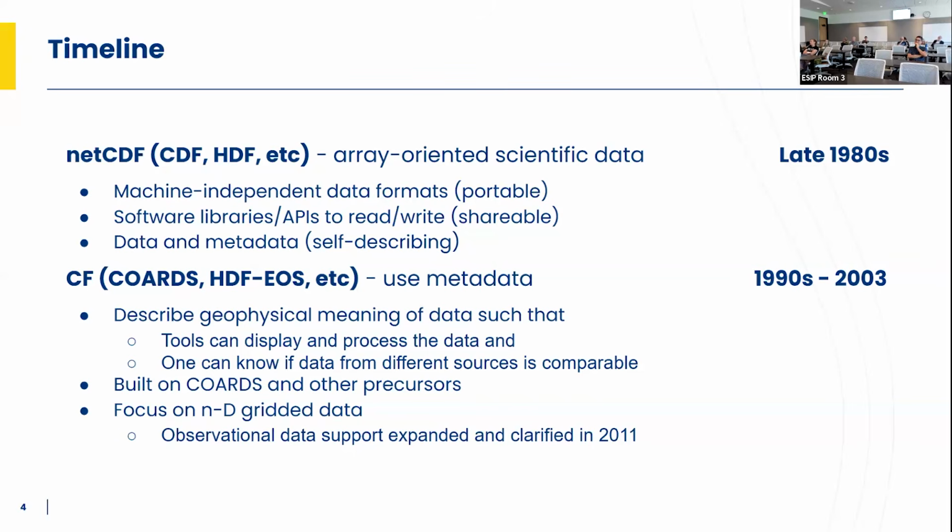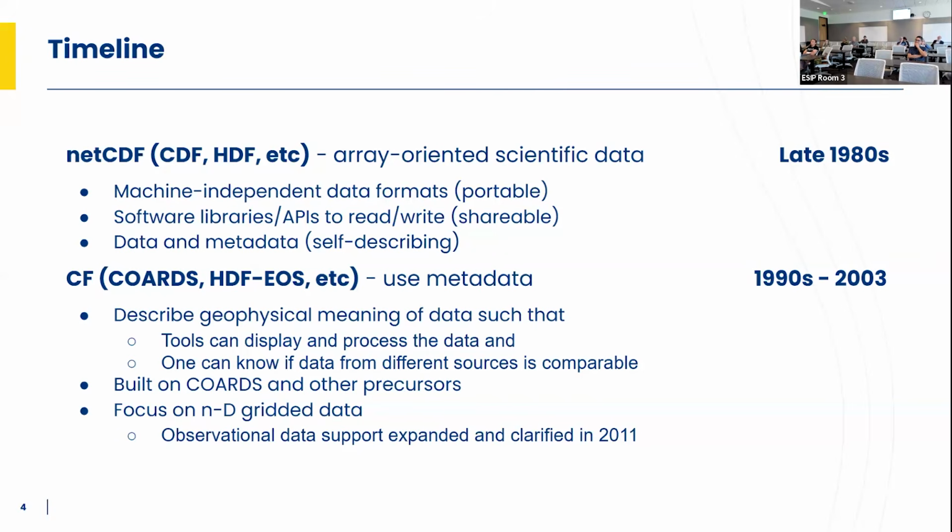So that does the descriptions of the geophysical meanings of the data, and geolocation of it, and all that. So units and whatnot. I'm just gonna jump forward. Oh, right. And so the big focus in CF and with NetCDF really was n-dimensional gridded data.